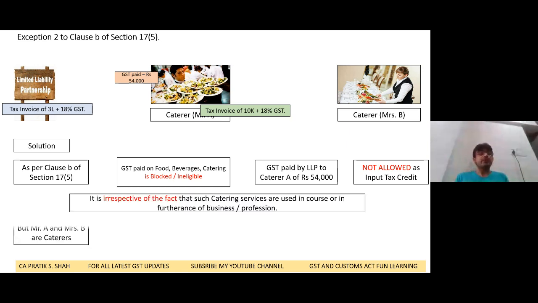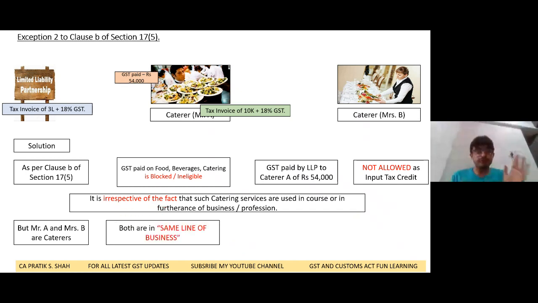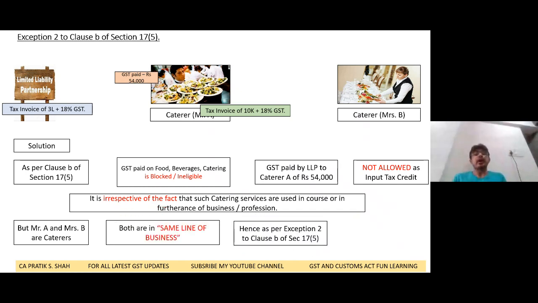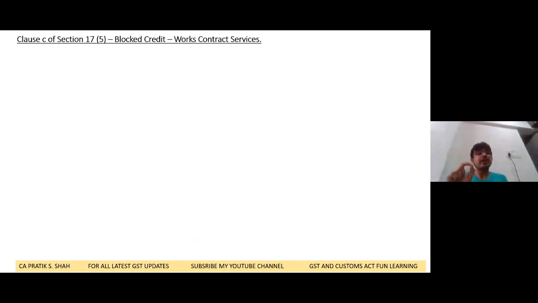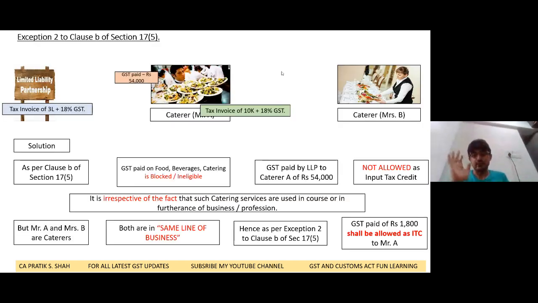But listen to the second point. You and that caterer, you both are caterers. You are also a caterer, and that subcontractor is also a caterer. You both are in the same line of business. Hence, as per exception 2, whatever GST you have paid, that 1800 shall be allowed as ITC.